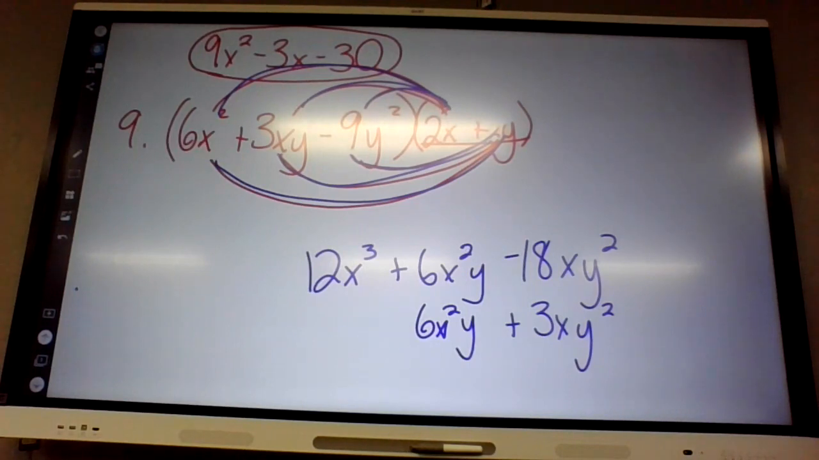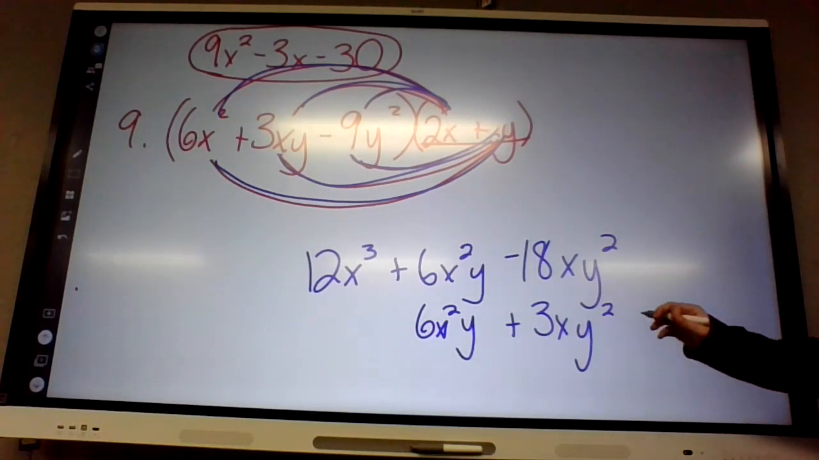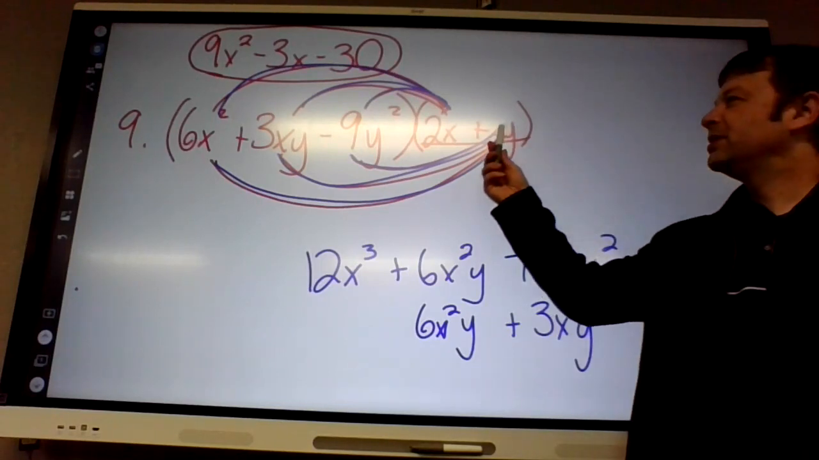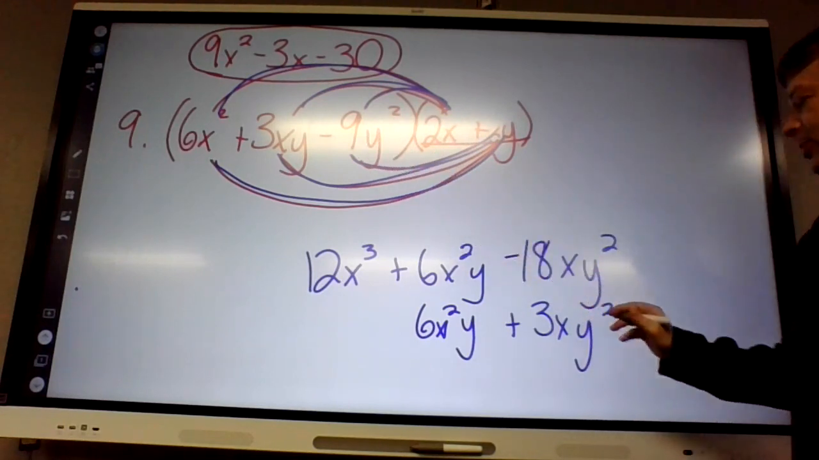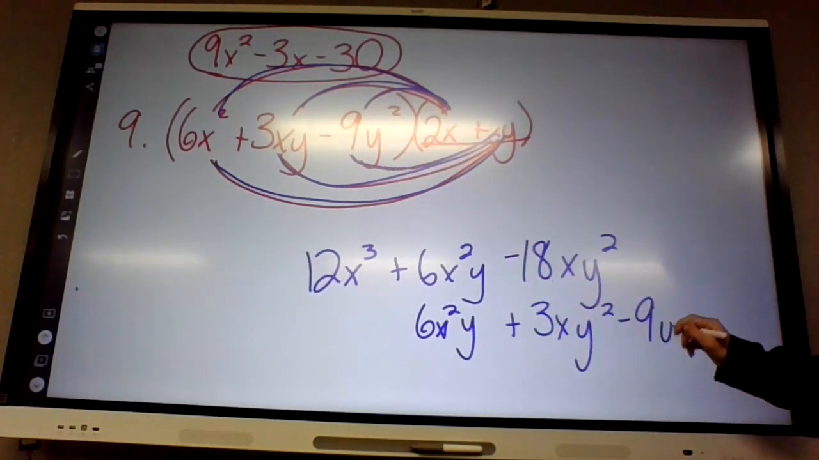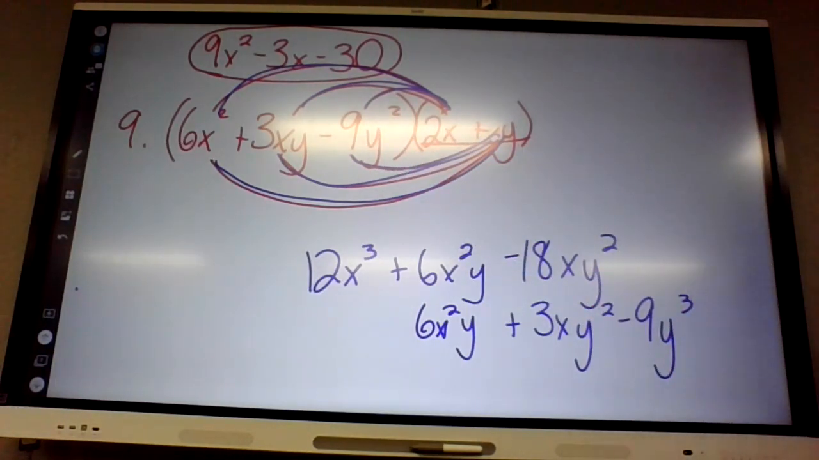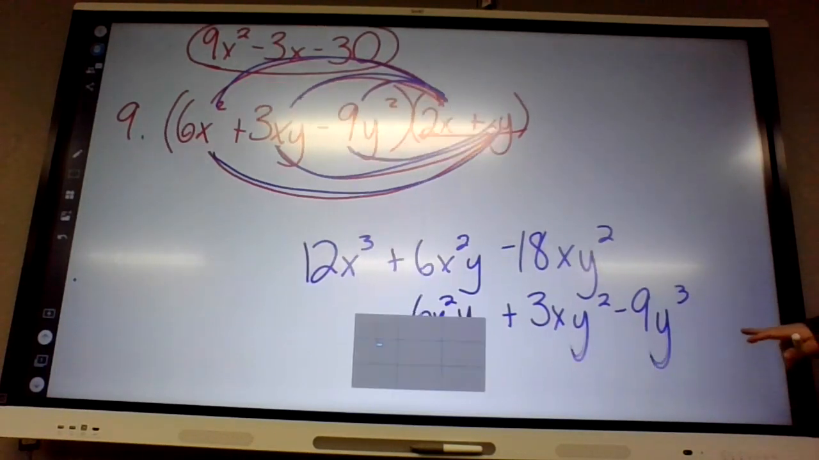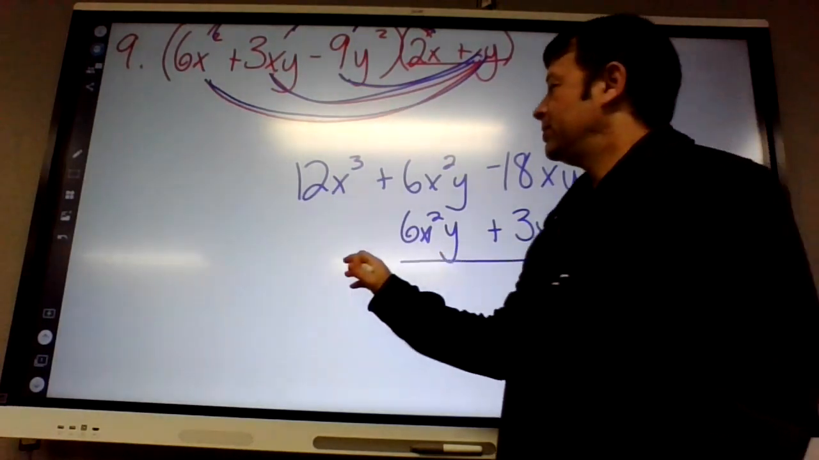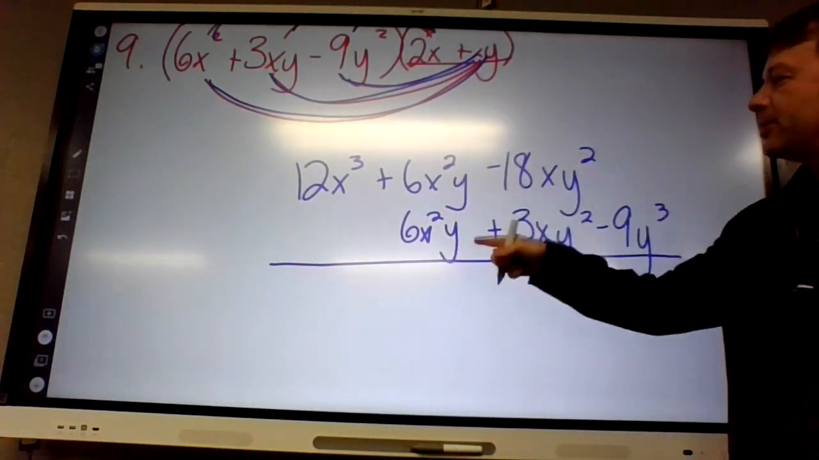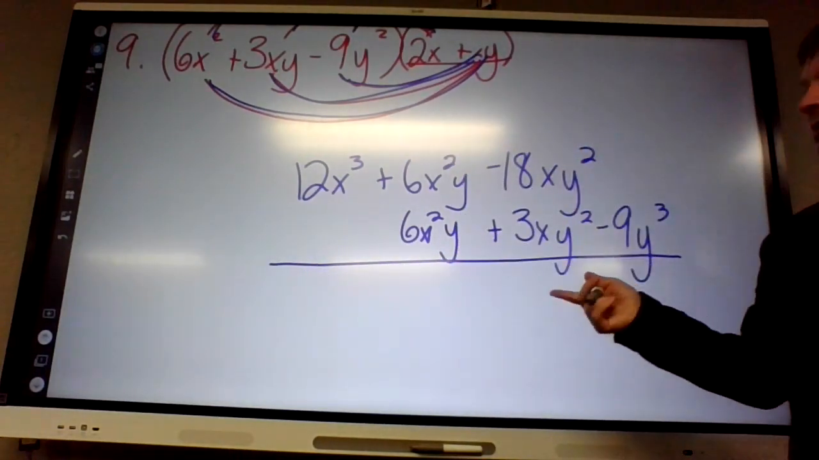What is y times negative 9y squared? Negative 9y cubed, yes. Oh my gosh, I'm so smart. Okay, you don't have to stack it like this, but if you do, you have the like terms lined up. So it makes it slightly easier, I think.